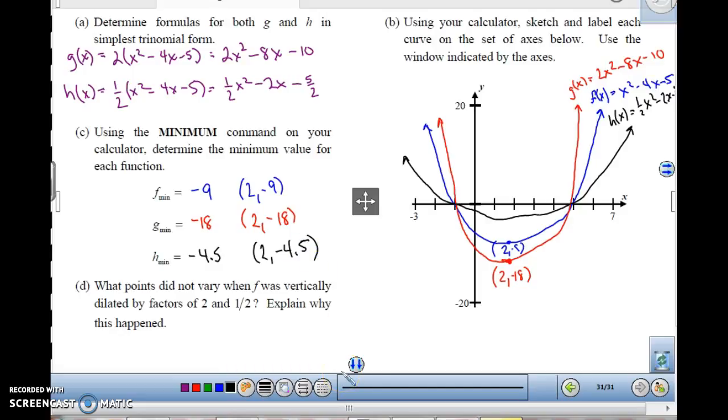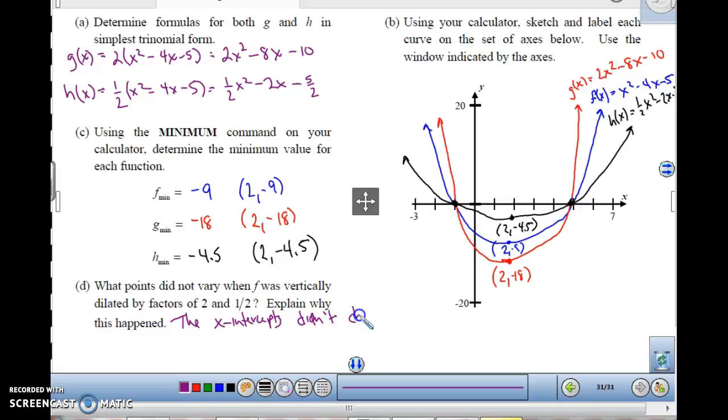Okay, so what have we noticed? If this is my minimum, 2, -4.5, what points did not vary when f was vertically dilated? Okay, so what didn't change? Well, these 2 points right here, this one and this one, the x-intercepts. The x-intercepts didn't change. Now, why didn't they change?